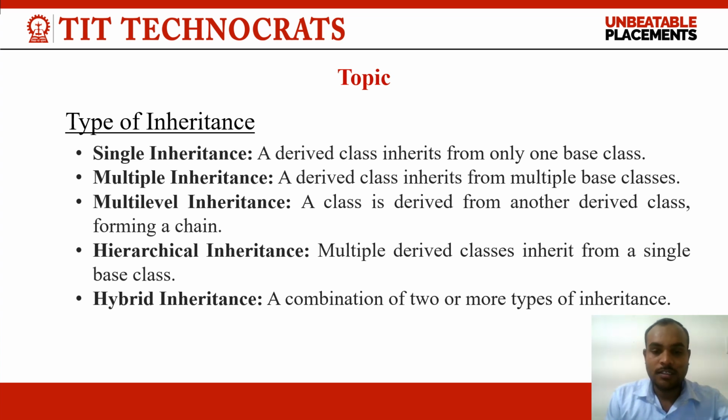Multi-level inheritance: a class is derived from another derived class, forming a chain. Hierarchical inheritance: multiple derived classes inherit from a single base class. Hybrid inheritance: a combination of two or more types of inheritance. That is the complete.